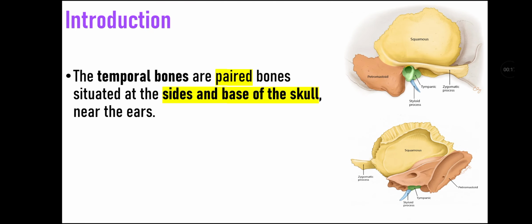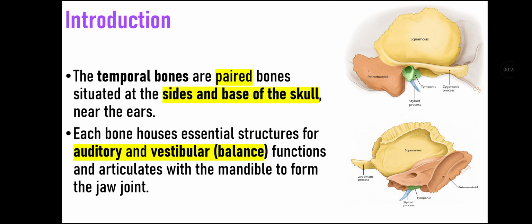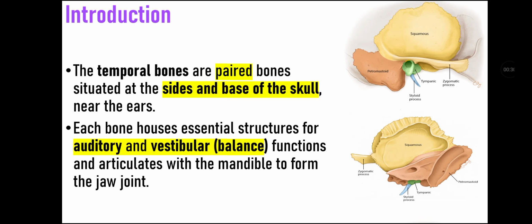Temporal bone are paired bone. That means there are two bones in every skull situated at the sides and base of skull near the ear. Each bone houses essential structures for auditory and vestibular functions and articulates with the mandible to form the jaw joint.